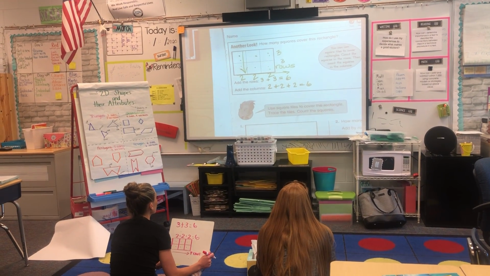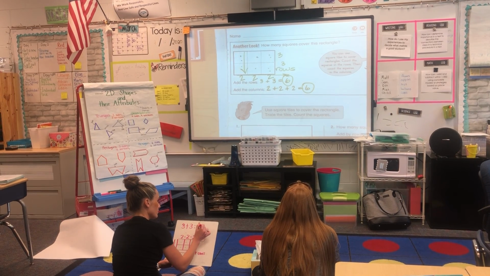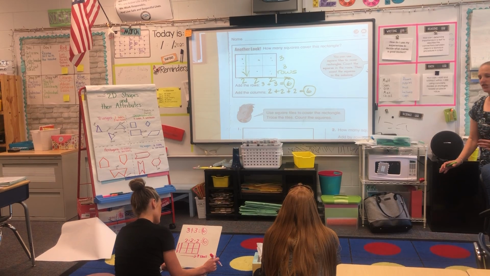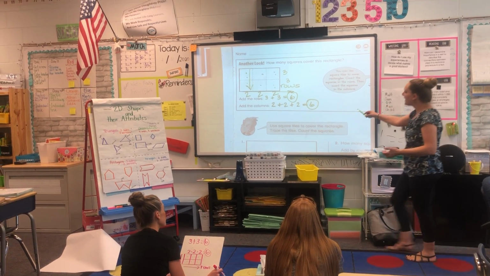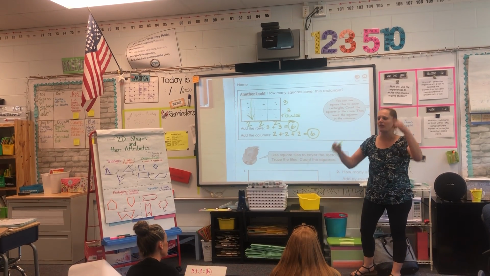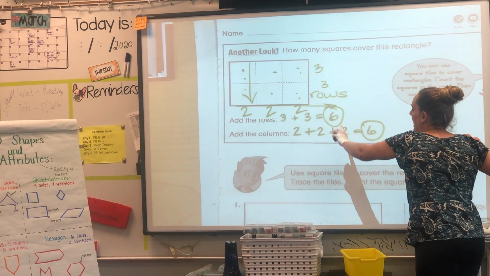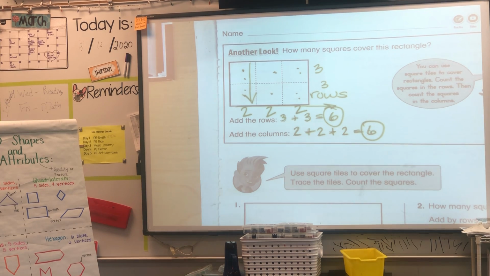Let me give you a great big hint. These should match. My rows and my columns, my sum, the answer to my addition problem, should match. Because if I get a different number here than here, I did something wrong. So I know when I'm doing my math tonight, I should have the same number, okay?